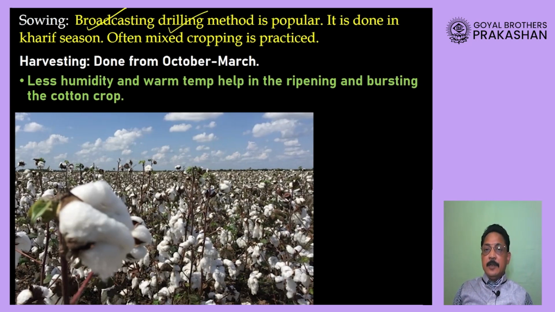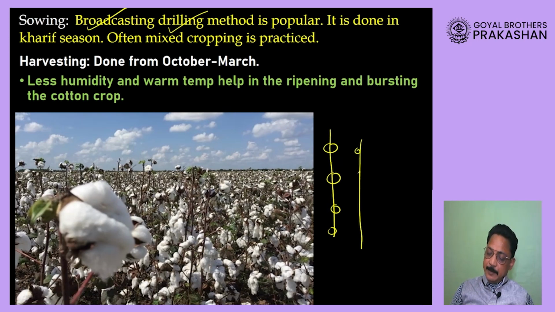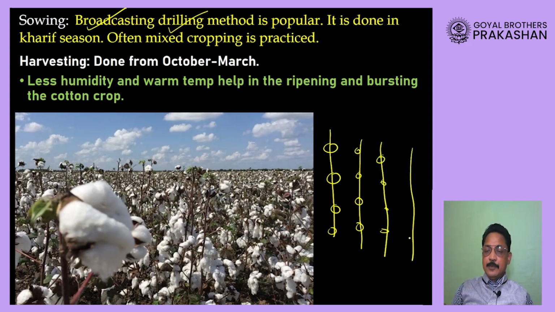Then it is done in basically kharif season, dear students, and mixed cropping is practiced. Mixed cropping means that suppose in one row I put cotton plants, in the next row I can put any other crop like chili. The next row will be again that of cotton, and the next row will be of chili. So in this way you can grow two crops together along with this cotton.